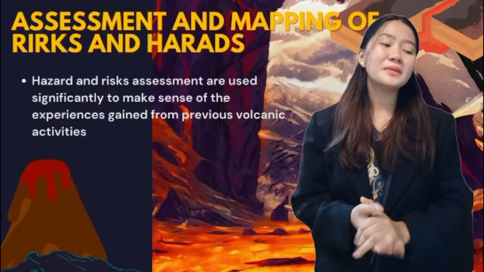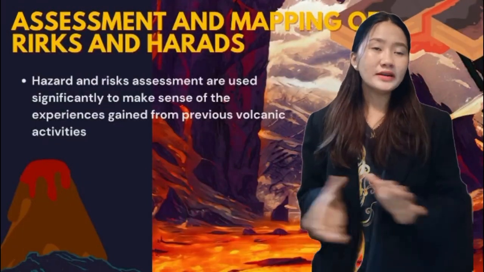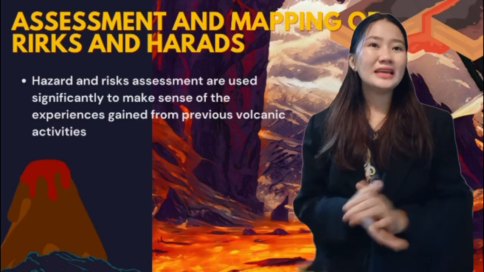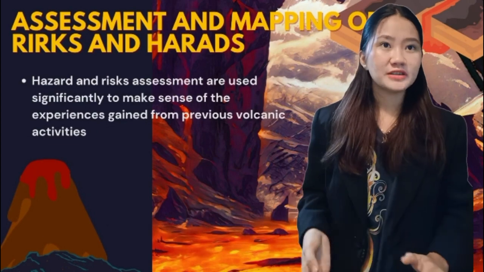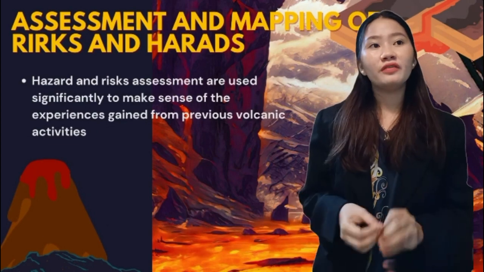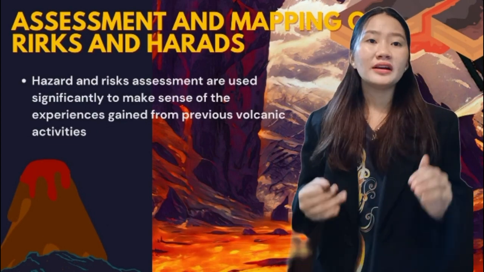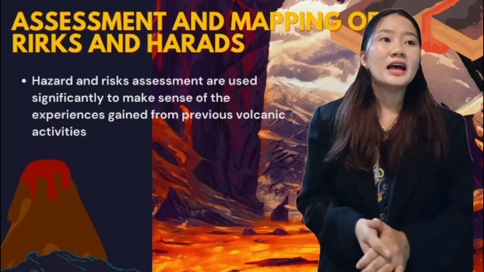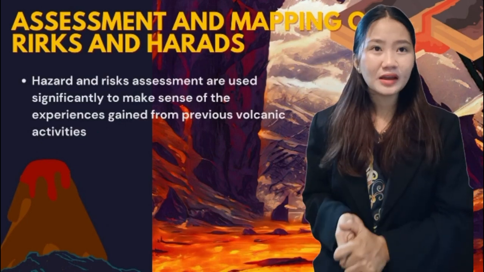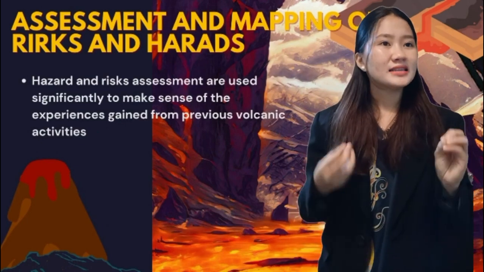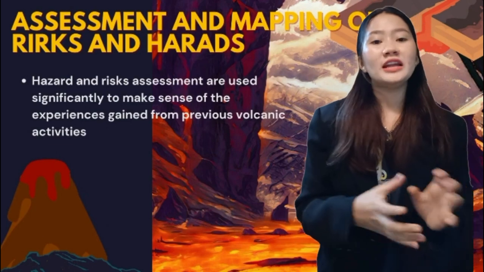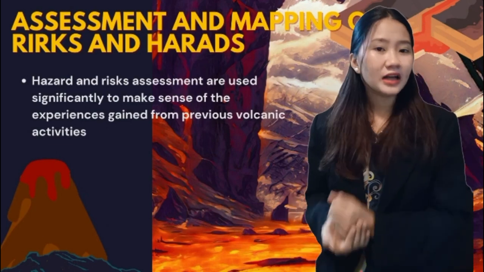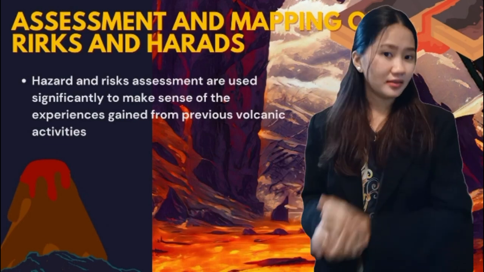So the first one is assessment and mapping of risk and hazard. There are several assessments and monitoring of hazards needed to actually identify prevention measures. The knowledge of a volcano's eruption history is fundamental to characterize its past and present behavior and the associated hazard. A successful hazard assessment combines the knowledge and understanding of volcanic history with the development of empirical models and probabilistic techniques.